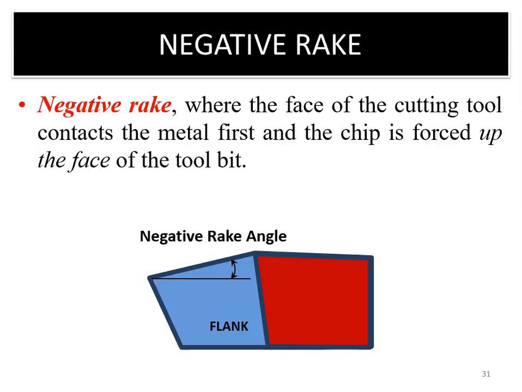So no doubt negative rake angle is going to give more strength to our cutting tool. So where is that extra strength required? Yes, that is required for machining of brittle or hard materials. But we have to lose something. We are going to lose the sharpness of the cutting point and the cutting edges. But we can compromise it for the machining of hard materials.